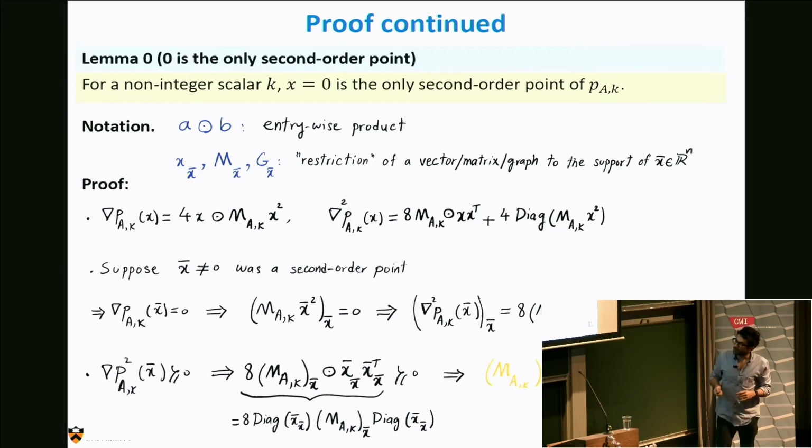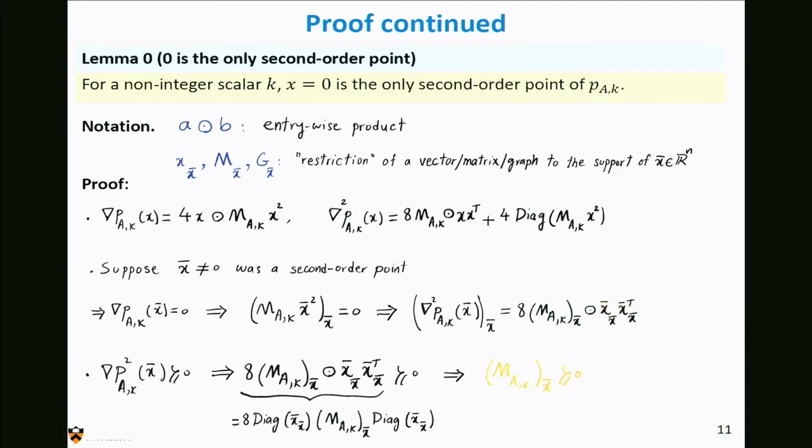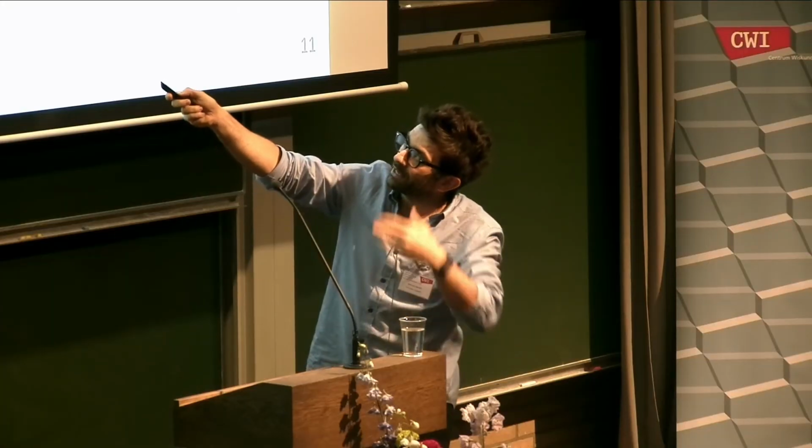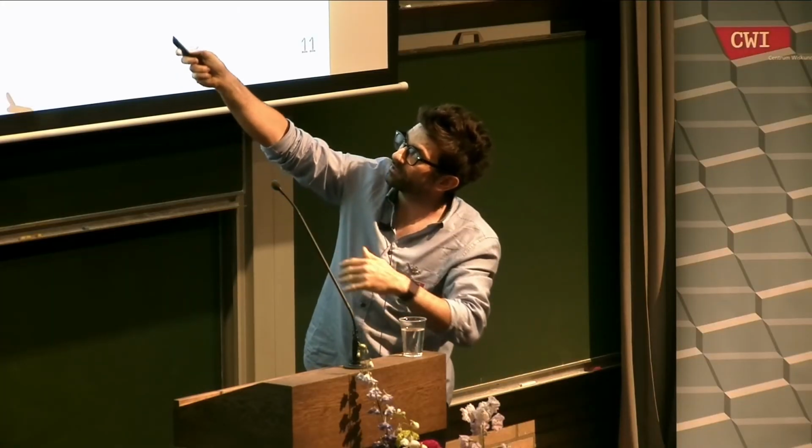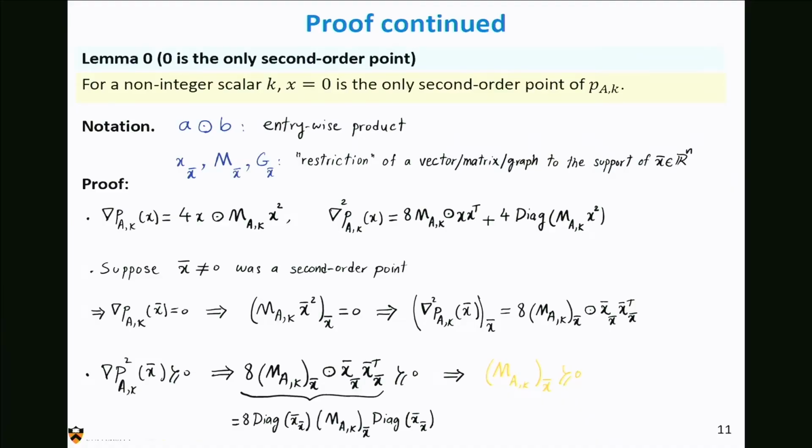And now let's see. Suppose, for the sake of contradiction, that there was a non-zero point x bar which was a second order point. Now at this point, the gradient should vanish. But let's look at what happens if the gradient vanishes. If we plug in x bar, and then we restrict this vector to the support of x bar, because it's an entry-wise product, if the entry-wise product is 0, that means on the entries where x was non-zero, this other vector should vanish, right? So this is what this says, that this other vector, when restricted to the support of x bar, should vanish.